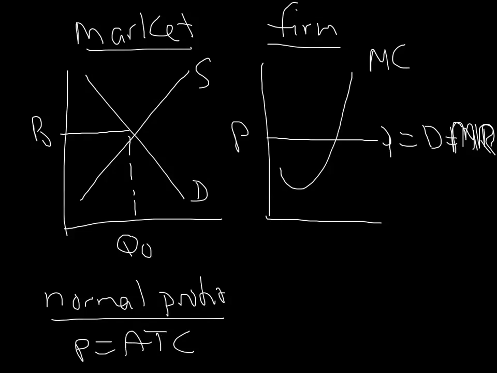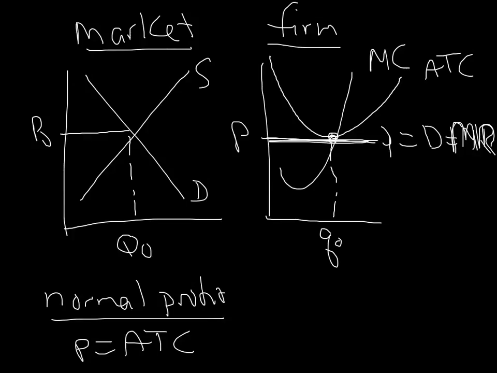So for the firm, to maximize profit, we know we set MR equal to MC. So this horizontal curve is the marginal revenue curve, and then we draw the marginal cost curve. I'm going to call that little Q0. That's going to be the quantity that this one firm is going to provide in the marketplace. And if P equals ATC, therefore it intersects ATC at its minimum. This is a long-run equilibrium.